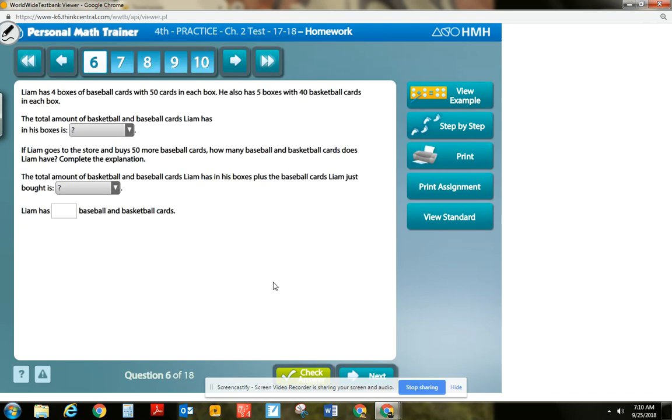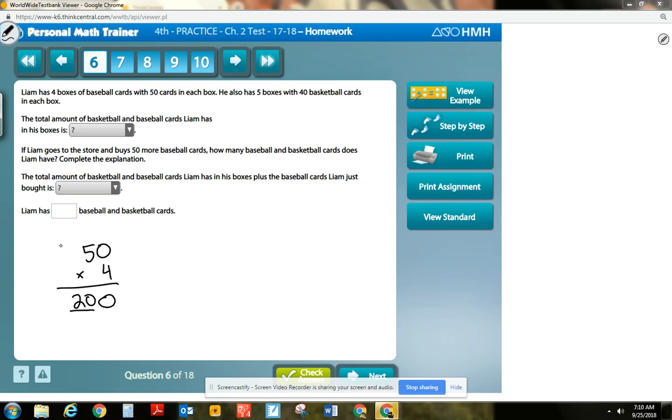Question 6. I'm not usually very excited about these types of problems, but let's take a look at it. Liam has 4 boxes of baseball cards with 50 cards in each box. So he's got 4 boxes with 50, so 50 times 4. Well, 4 times 5 is 20 tens, so he's got 200 in this one.